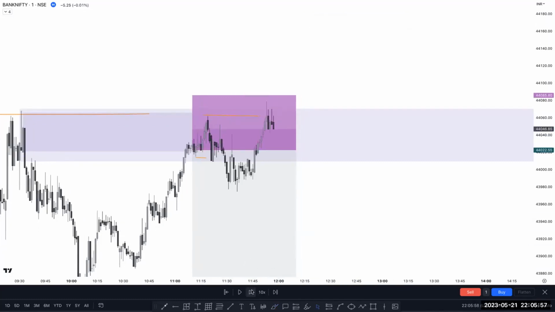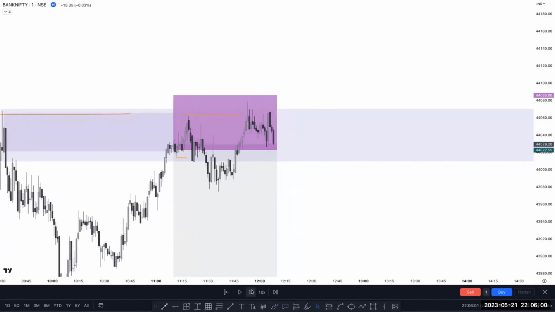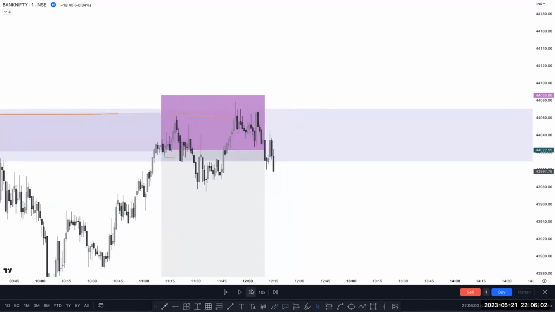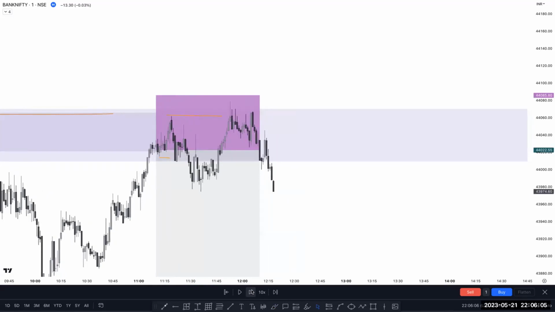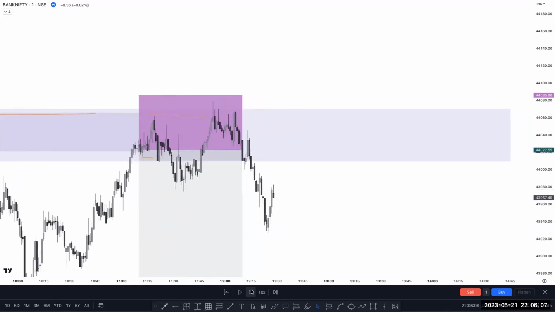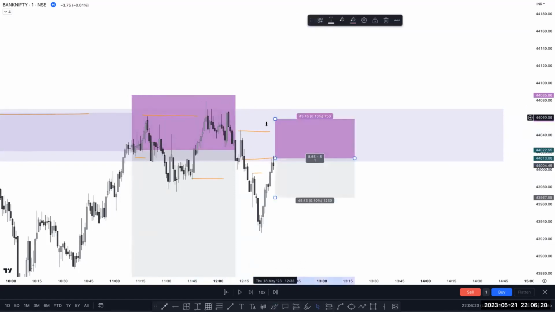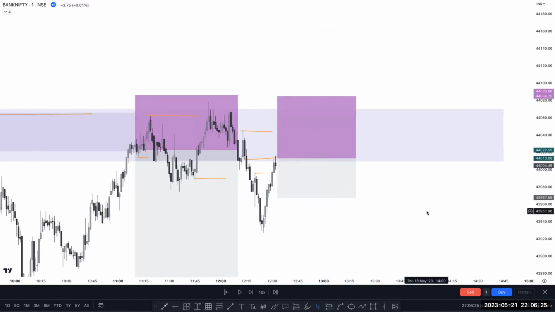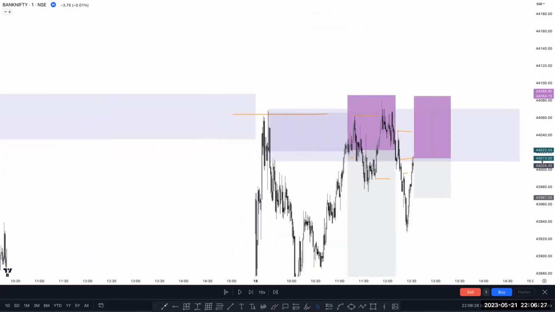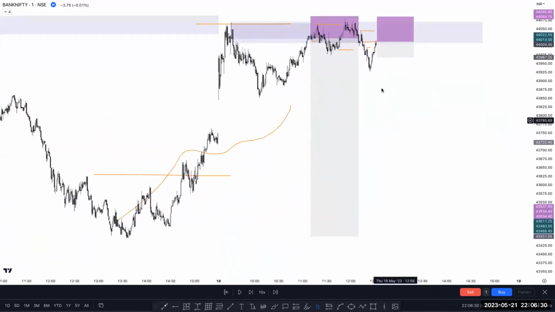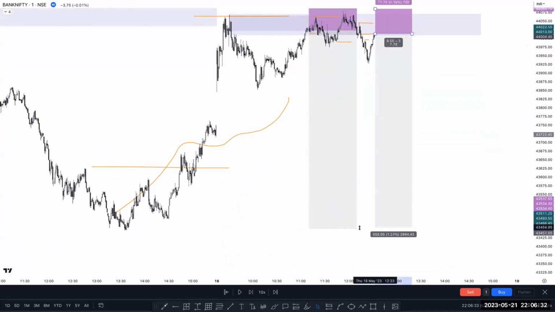Again, you have to wait for it. Chalk here, taken out the inducement, mitigate this order block, you can sell here. Put the stop loss just above it for this refinement, and this is the safer side. And the target similar, this one.